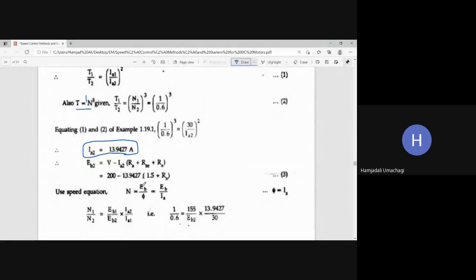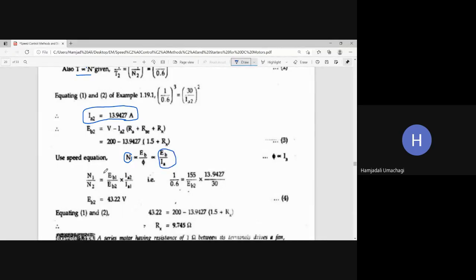Okay, then we are going to make use of the speed equation. What is the speed equation? N is directly proportional to Eb by phi. But in the case of a series motor, Ia is equal to Isc, so flux becomes proportional to Ia. So N is directly proportional to Eb by Ia. Okay, now catch this equation: N proportional to Eb by Ia.